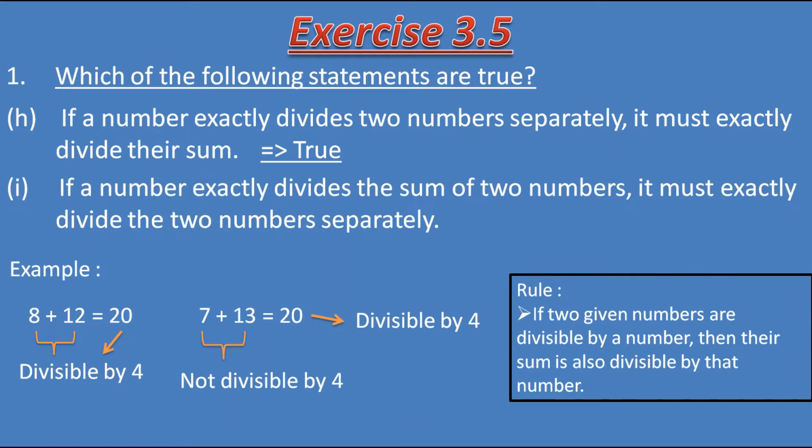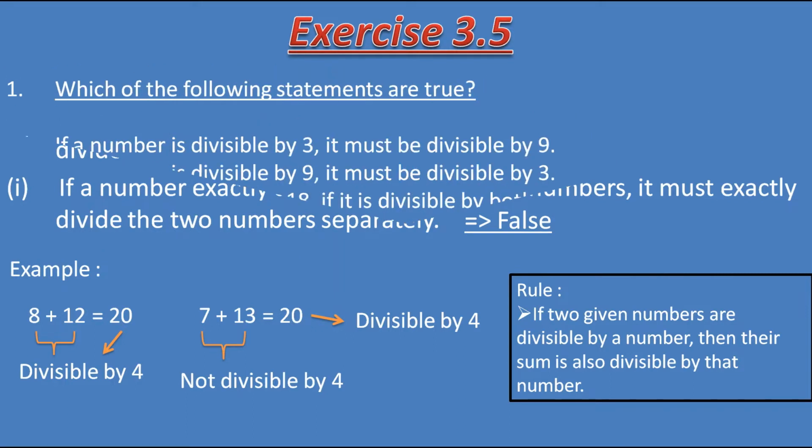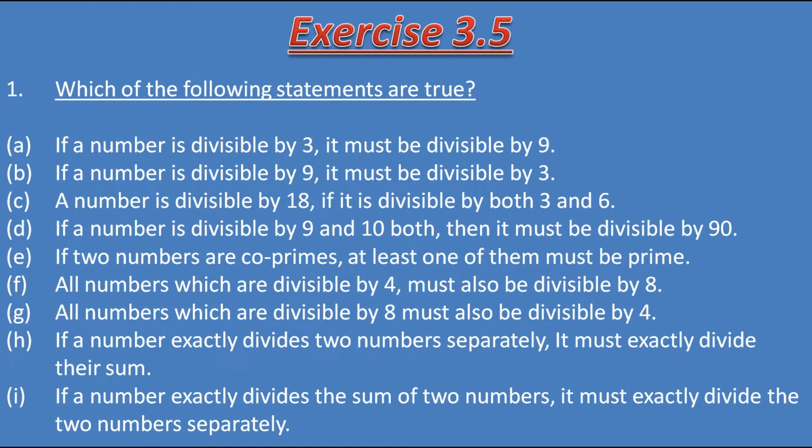So we can split this 20 as any numbers, as 5 plus 15. There also 5 and 15 are not divisible by 4. Therefore, the statement that if a number exactly divides the sum of two numbers, it must exactly divide the two numbers separately, is false. Now let's move to the next. Here we have completed all the statements.